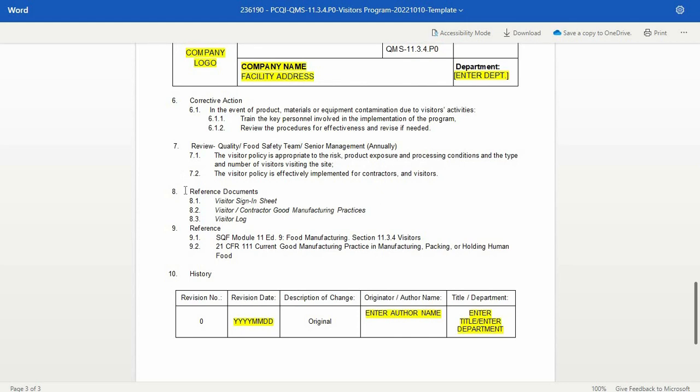Eighth is reference documents. The reference documents are the set of documents used to implement and monitor a program, policy, or procedure. It includes the visitor sign-in sheet, the visitor or contractor good manufacturing practices, and the visitor log.